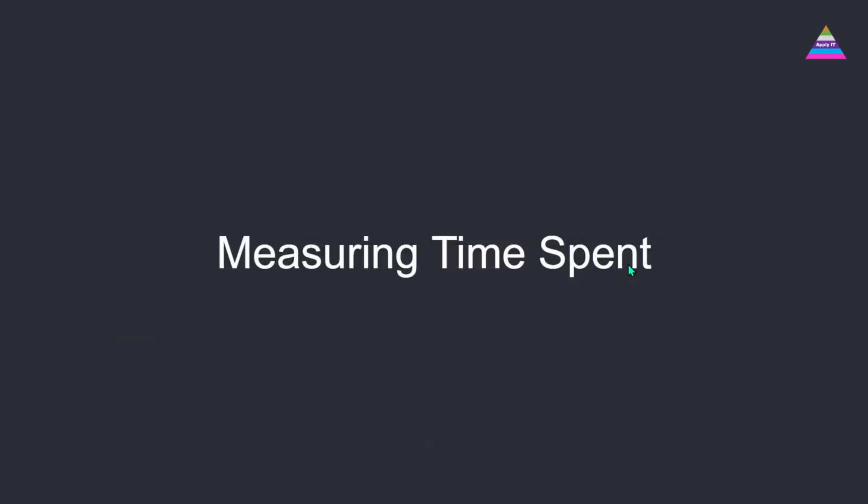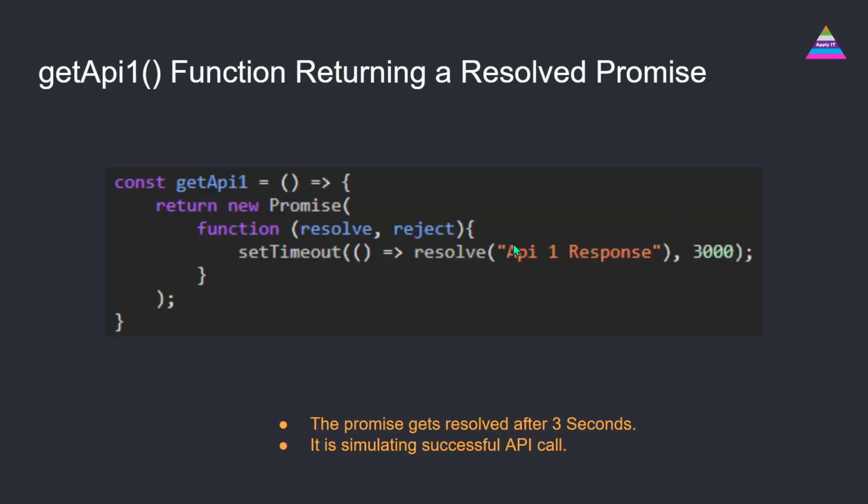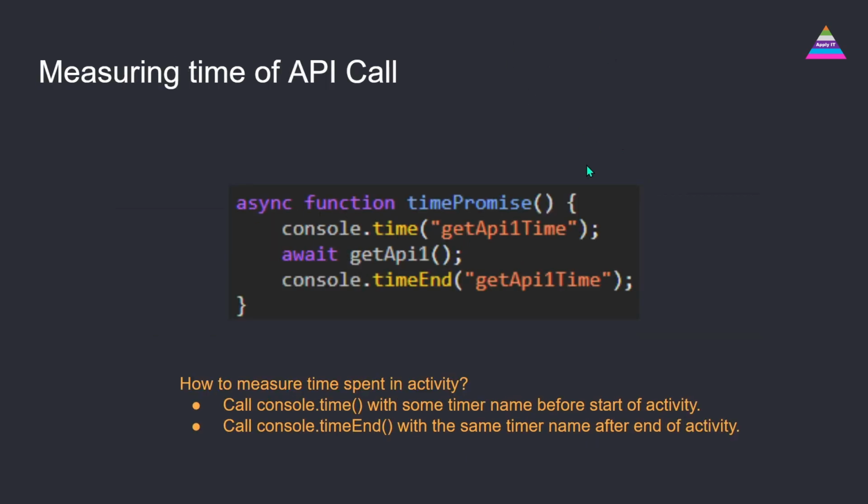Now before we understand the behavior of Promise.all, we need to understand how to measure time that is spent in some activity. So we are going to call this getAPI1 function inside another function, and we are going to measure how much time is spent by this particular function. So let's write another function called timePromise, in which we call the getAPI1 function. Now because getAPI1 is returning a promise, we want to execute it in a synchronous manner, so we use the await keyword in front of that.